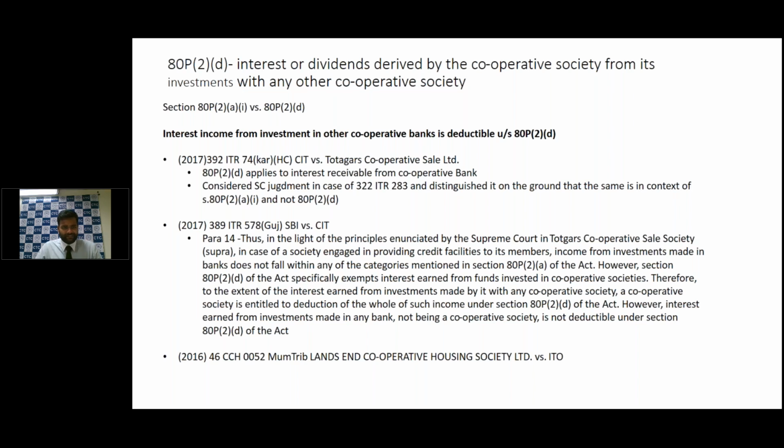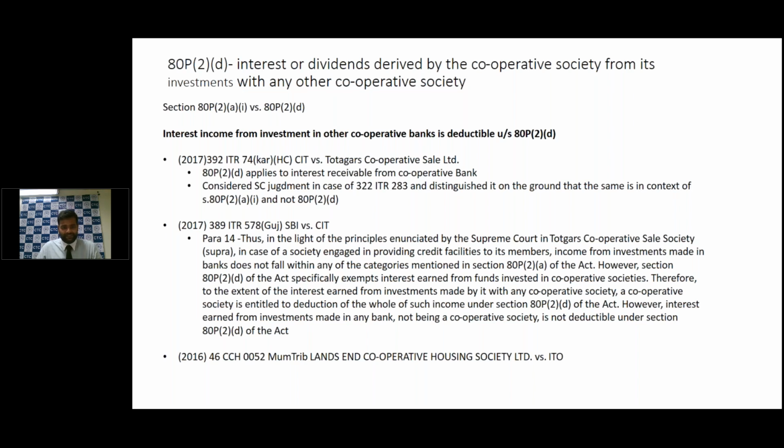Further, the Gujarat High Court judgment, 389 ITR 578, SBI versus CIT, para 14. This para specifically deals with the aspect of 80P. Though the judgment is not in the context of 80P(2)(d), it is in the context of 80P(2)(a)(i), the court clearly holds that if the investment is made with cooperative societies, the judgment of the Supreme Court in the case of Totagar Cooperative Sales Society will not apply, because 80P(2)(d) does not necessarily require income to be under the head business income.